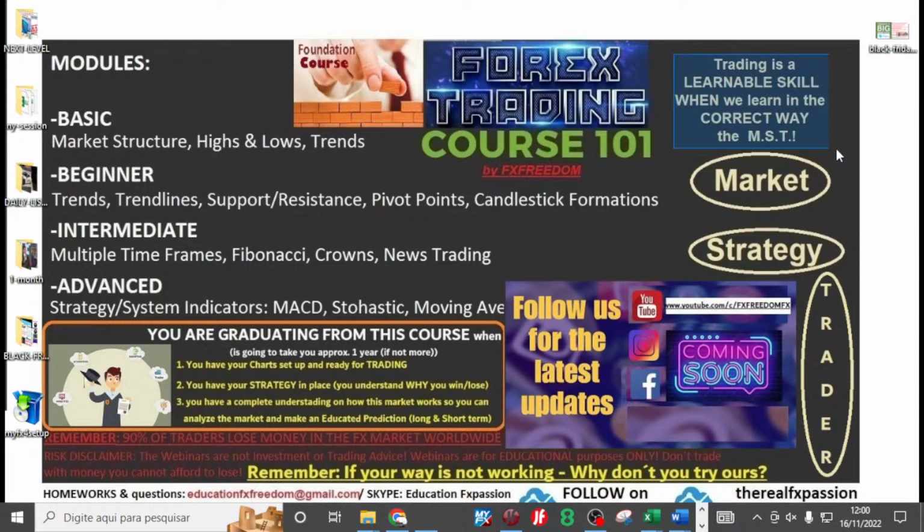Remember, trading is a learnable skill when you learn the three pillars in the correct way. There are more pillars in the advanced course, everybody. But the three pillars of Forex Course 101, which is the analyst part, are: pillar number 1 is the market, pillar number 2 is the strategy, and pillar number 3 is the trader.